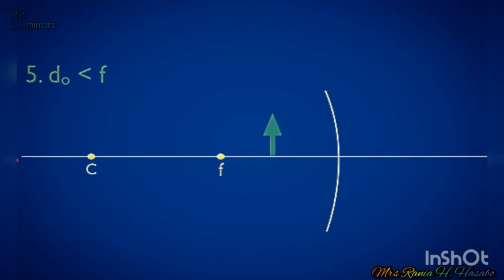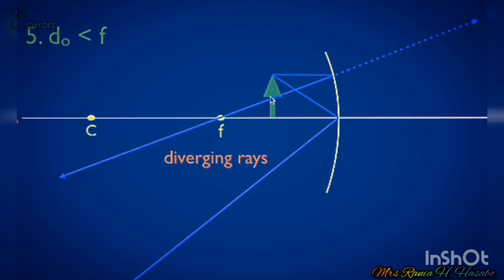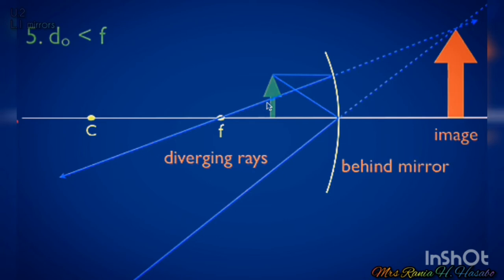The object stands between the focus and the mirror, at a distance less than the focal length. We do the same things, with the first ray going in parallel and coming out through the focus. The second one strikes the mirror at the pole. The two reflected rays don't converge, but their extensions intersect behind the mirror. So we note now the image is virtual, formed behind the mirror, can't be received on a screen, and erect, upright, and magnified, larger than the object.